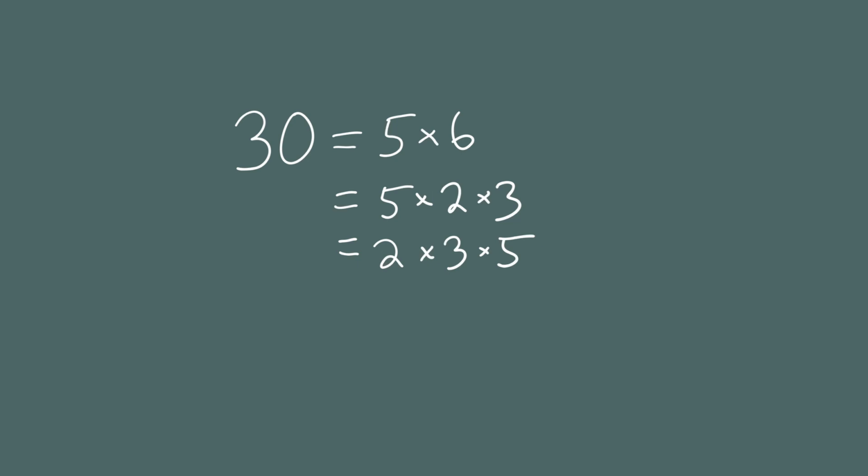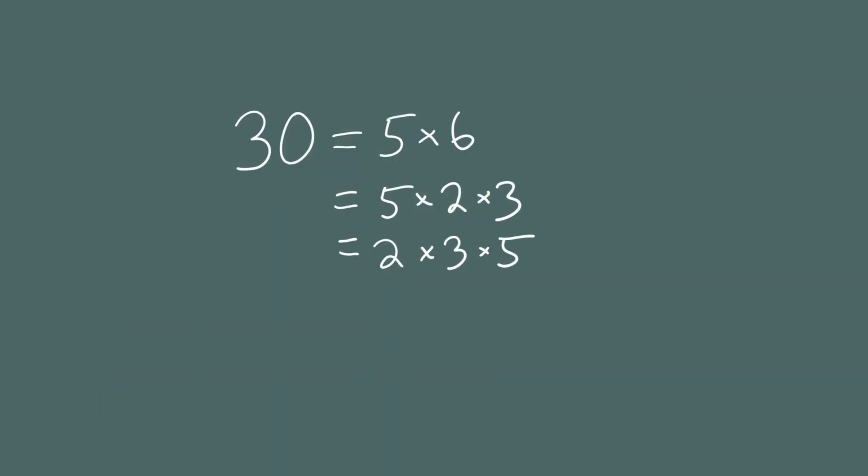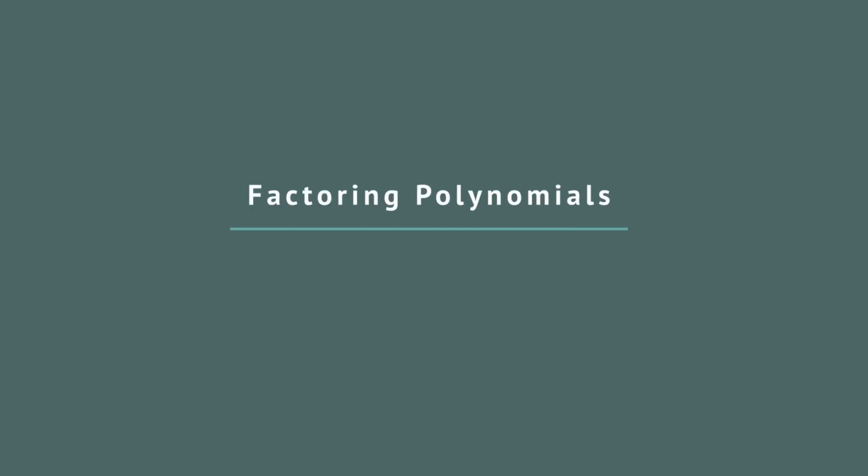And a big result you learn about in arithmetic is that any integer bigger than 1 can be written as the product of prime numbers in a unique way. There's always a little asterisk there that the order of the prime numbers doesn't matter, but if you don't worry about the order, there's a unique way to factor an integer into a product of primes. With this, let's now return to the idea of factoring in algebra. In algebra, instead of factoring integers, we're going to learn how to factor polynomials.